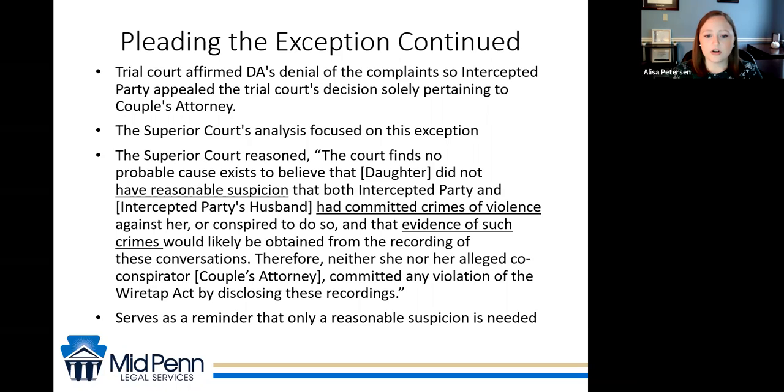And so the court affirmed the decision and said neither of the co-conspirators, which were the couple's attorney and the son-in-law, would be in trouble because that exception did apply for daughter, and therefore the interception was not illegal.